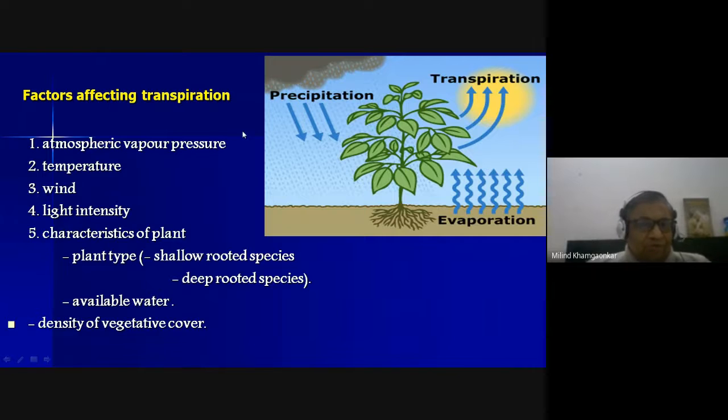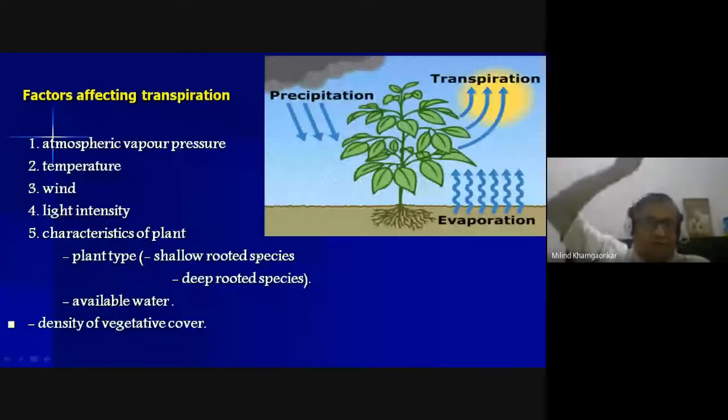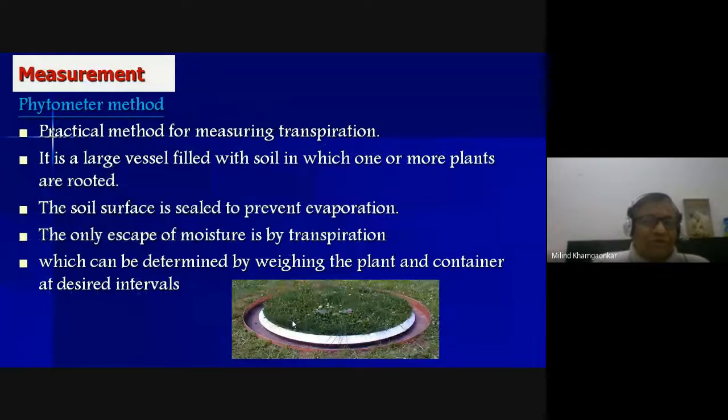So factors affecting the transpiration are the atmospheric vapor pressure. Again, atmospheric vapor pressure, ya jisko humidity bhi bolenge hum, baad mein temperature. Then more temperature, more will be the evapotranspiration or the transpiration. Wind velocity, hawa jyada rahegi to baaf jaldi hogi, evaporation or transpiration will be more. Light intensity, atmosphere mein dhoop kitni hai. Characteristics of the plant, shallow or deep rooted species, yani jameen ke andar wo jhaad ke roots kitne andar gaye hai. Available water at the root system, पानी की उपलब्धता वो जमीन में कितनी है, and density of the vegetative cover, ठीक है. So depending on this the transpiration takes place.